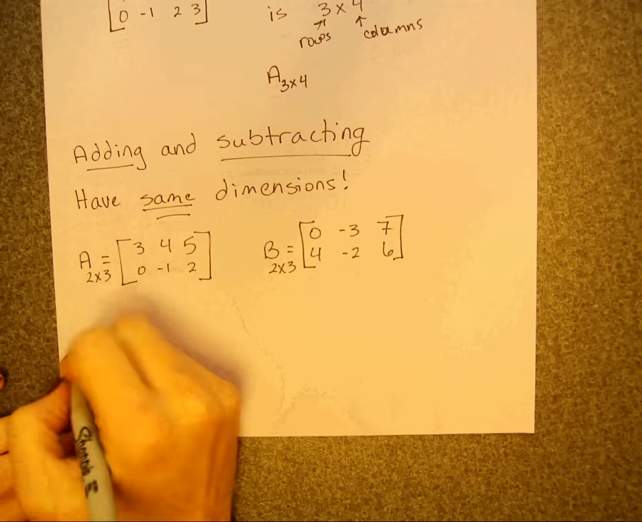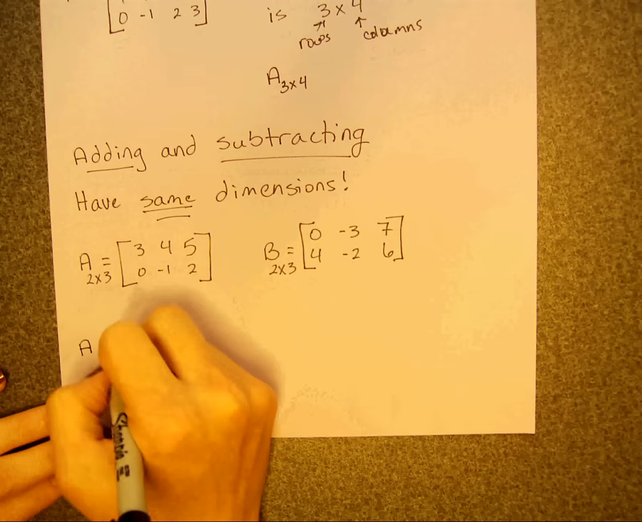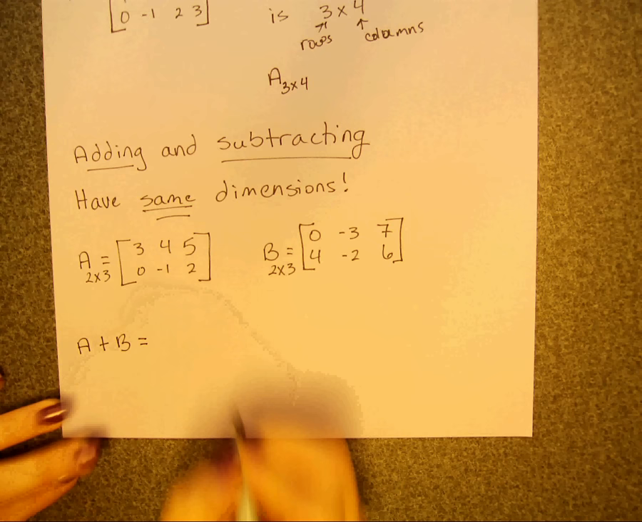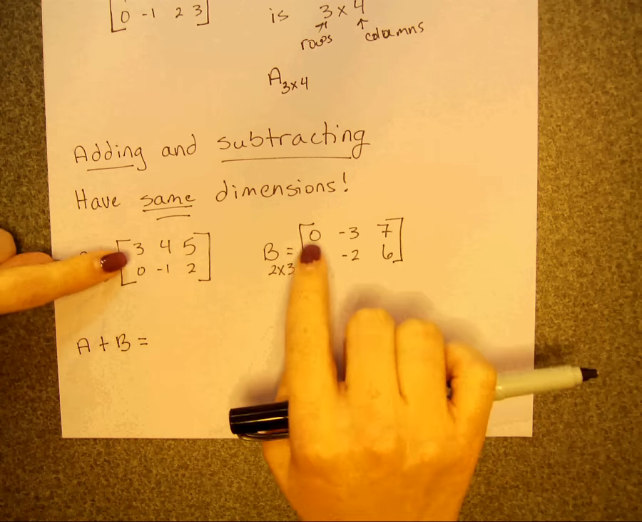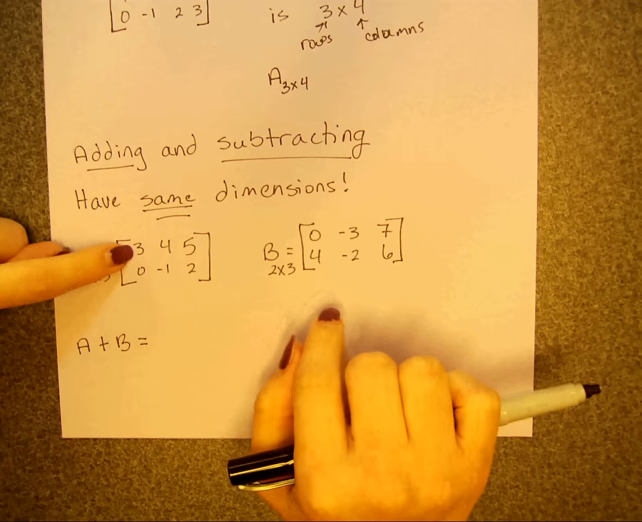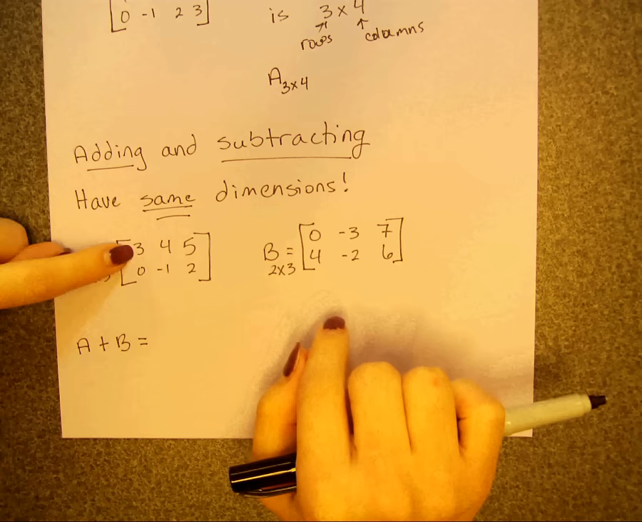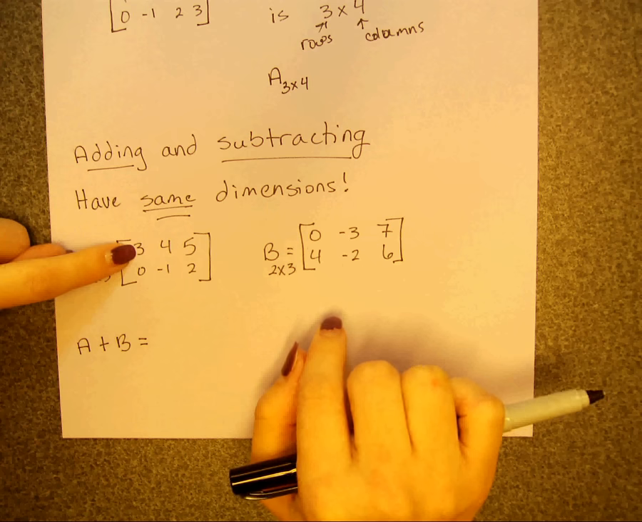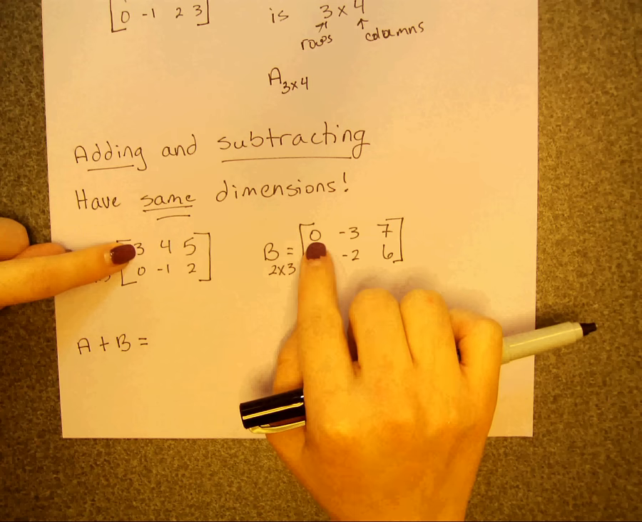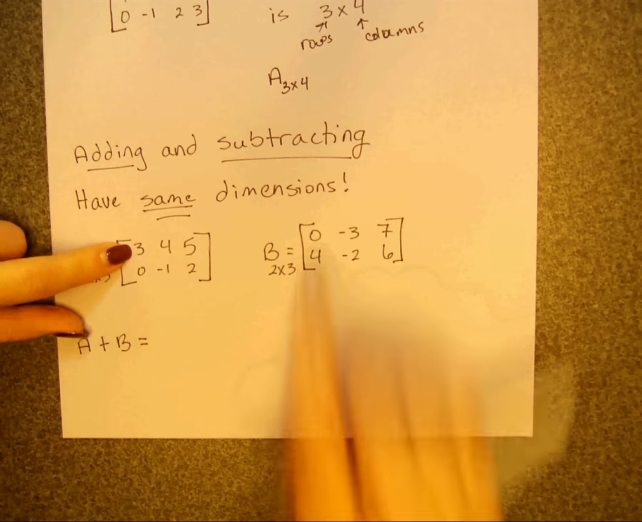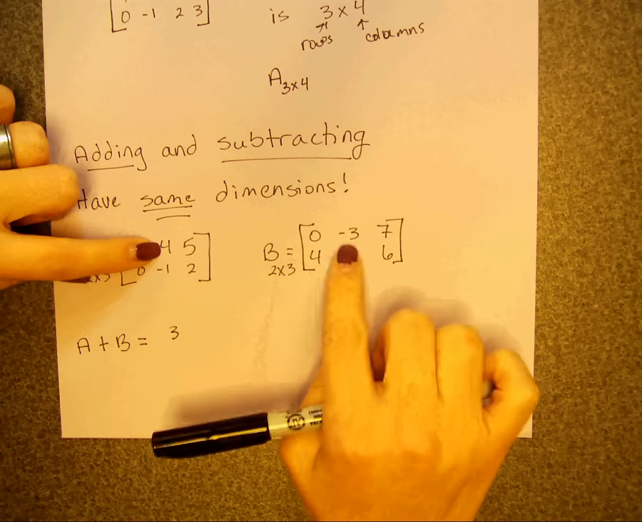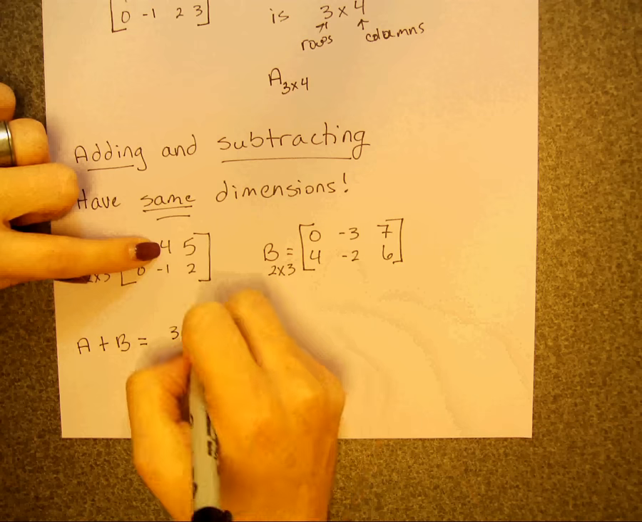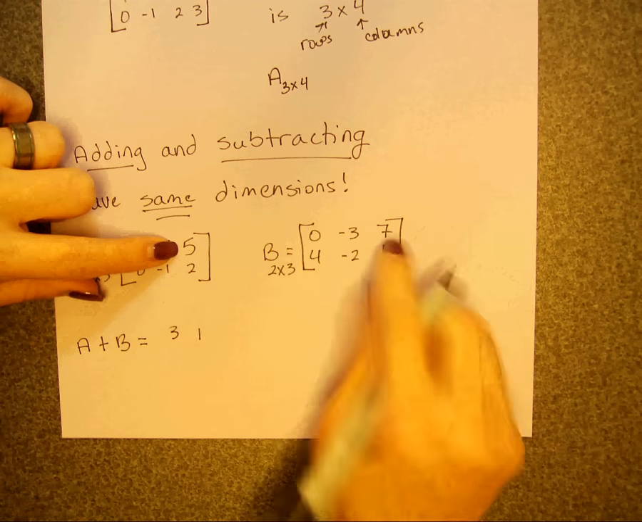So A plus B. If we're going to add two matrices together, then we're just going to look at the numbers that are in the same location. So the 3 is in the first row in the first column, and we'll add that to the number that's in the first row and first column of B. So we're going to have 3 plus 0, which gives me 3. And we're going to do the same for all the numbers. So 4 plus negative 3 is positive 1. 5 plus 7 gives me 12.